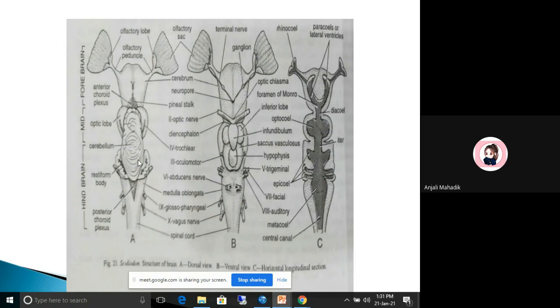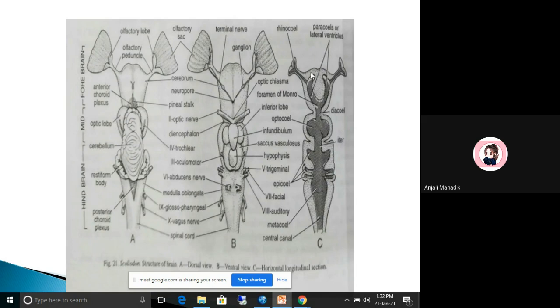Then the cerebellum. In the cerebellum there is a cavity called the epicele. Only in fish are cavities present. Now we see the cavities, the ventricles in the brain. These ventricles contain fluid, which is called cerebrospinal fluid.